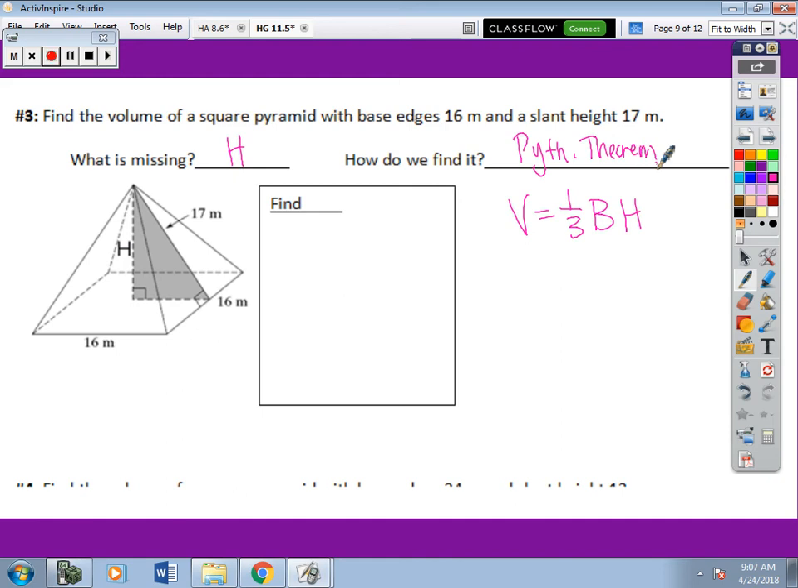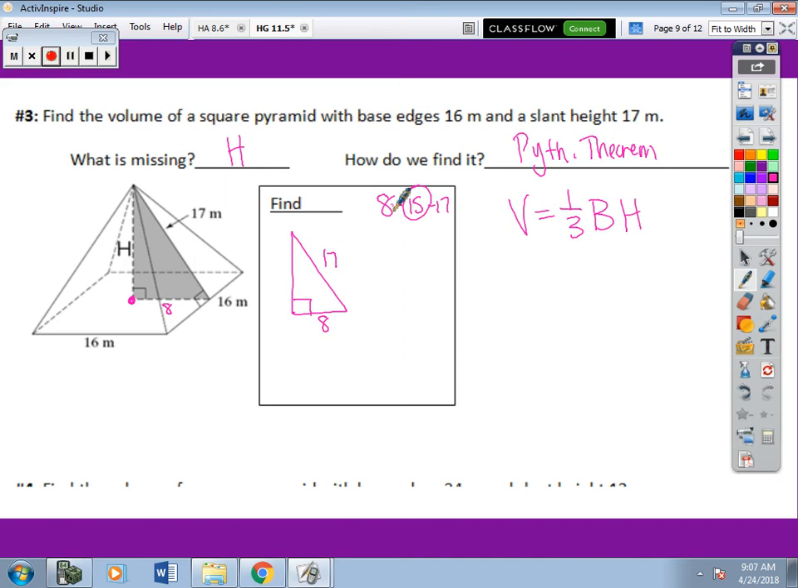You also could use triples, if you remember them. Remember to cut the base in half to find out what this triangle is, because this would go through the center. So this is an 8, something, 17. Does anyone remember the other number? Yes, 15. If you remember your triples, it's an 8, 15, 17. No work required.